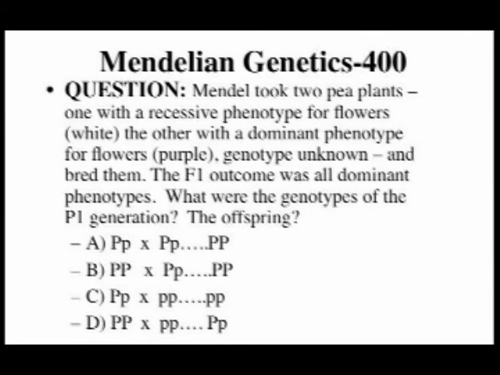A, capital P, small p, crossed with capital P, small p, giving us two capital P's. B, two uppercase P's, crossed with an uppercase and lowercase p, giving us two uppercase P's. C, an uppercase p and a lowercase p, crossed with two lowercase p's, giving us two lowercase p's. Or D, two uppercase P's, crossed with two lowercase p's, giving us a hybrid, or an uppercase p and a lowercase p. Well, you're right.